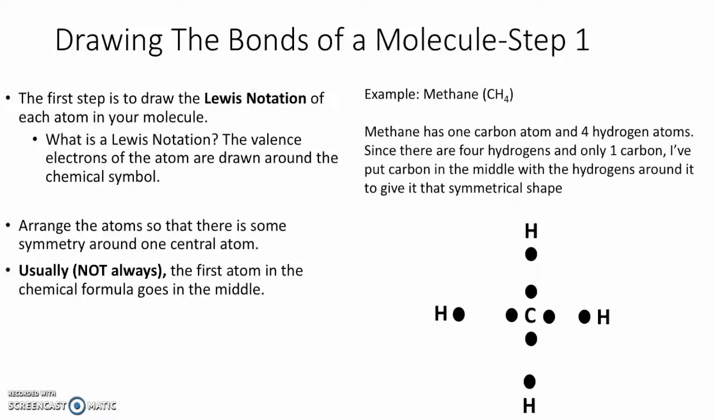As you can see here, I've put the Lewis notations of each of the 5 atoms. The carbon is in the middle with the 4 valence electrons around it because it's in group 4. And hydrogen has 1 valence electron because it's in group 1. That's step 1.